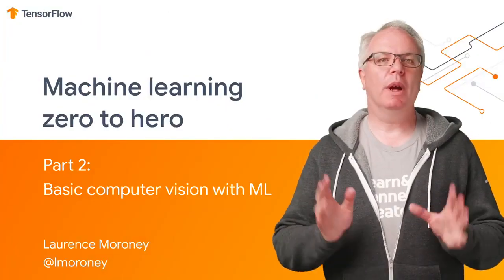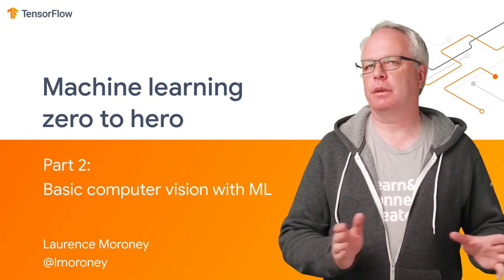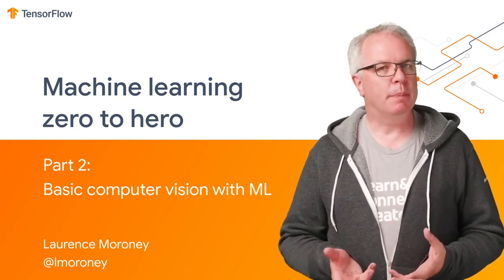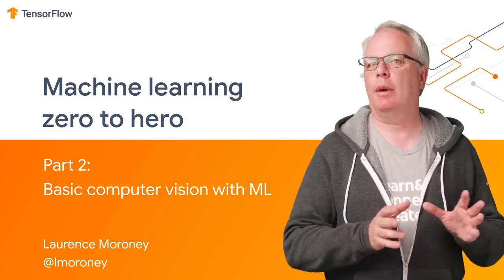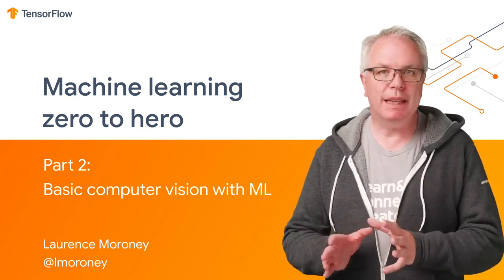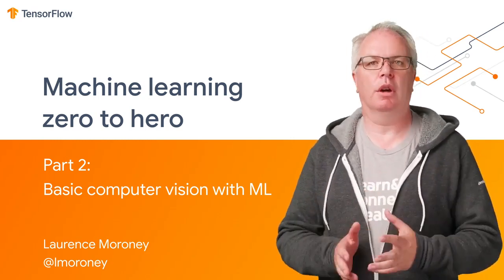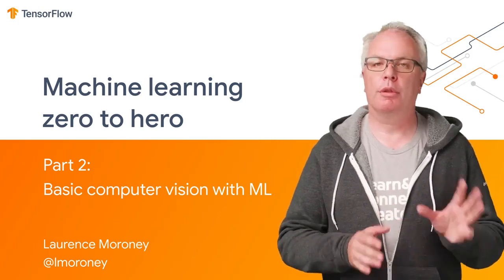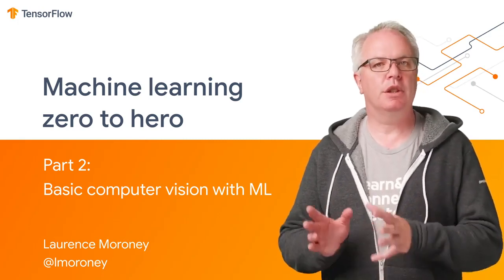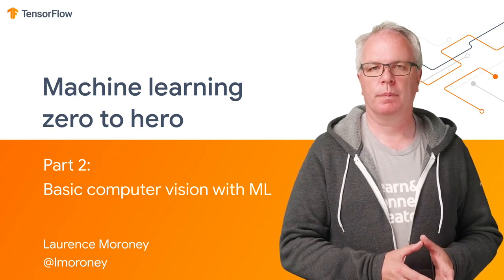Hi everyone, and welcome to episode 2 of TensorFlow Zero to Hero. In the last episode, you learned about machine learning and how it works. You saw a simple example of matching numbers to each other and how, using Python code, a computer could learn, through trial and error, what the relationship between the numbers was.